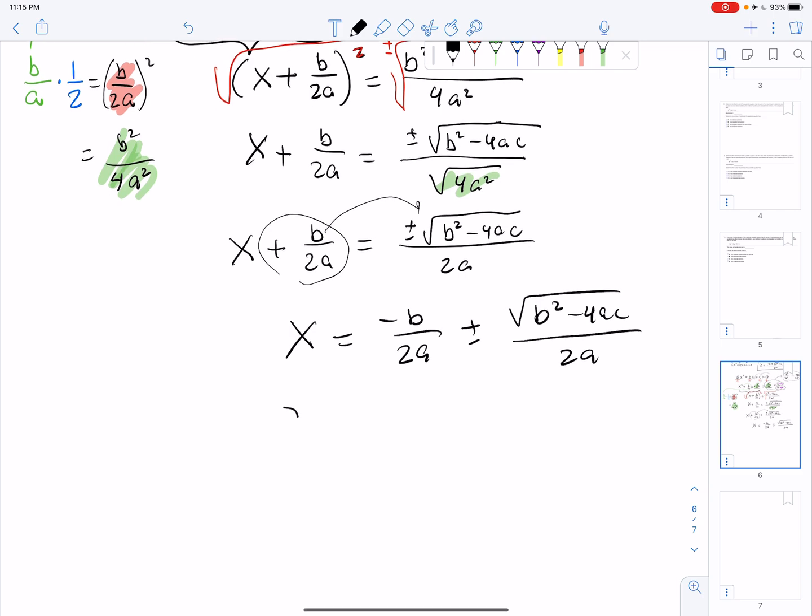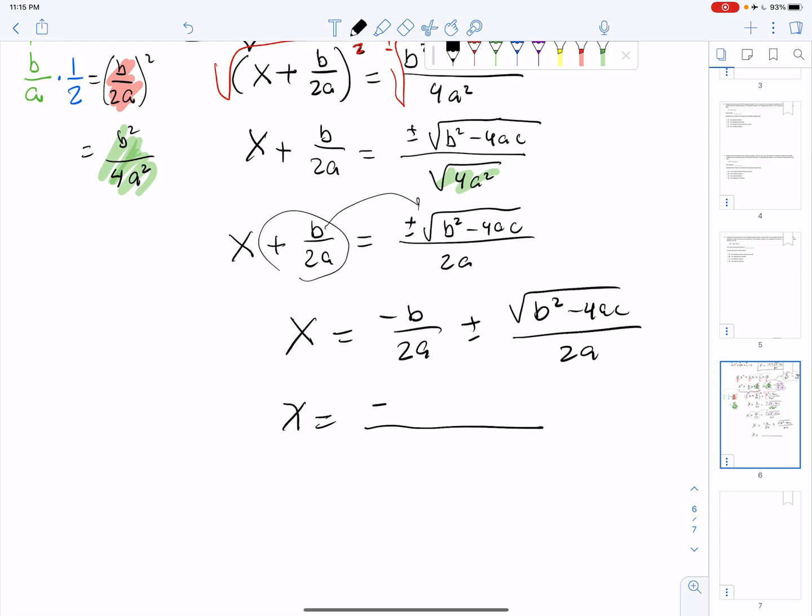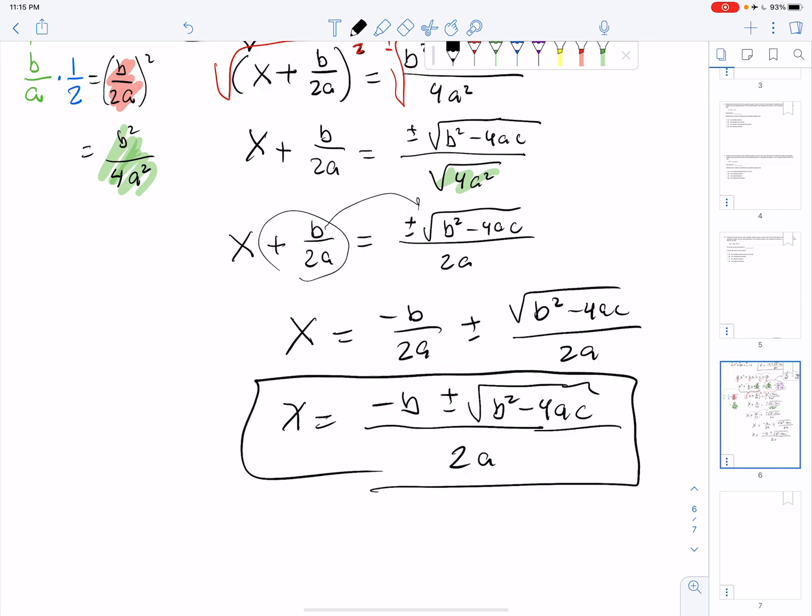Now, luckily, we already have like denominators of 2a. And so all we need to do is just combine them. Negative b plus or minus the square root of b squared minus 4ac all over 2a. And ta-da, that is the quadratic formula.